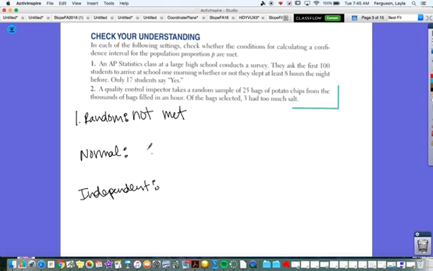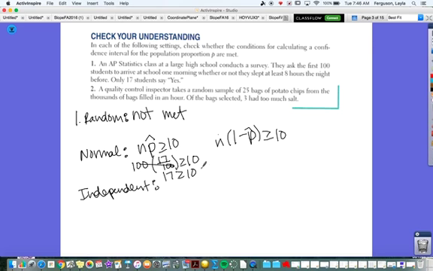So if we look at normal, we have to know that n times p hat is greater than or equal to 10. And we also have to know that n times 1 minus p hat is greater than or equal to 10. And so our n would be 100. Our p hat would be 17 out of 100. And so those would cancel. 17 is greater than or equal to 10, so that's okay.